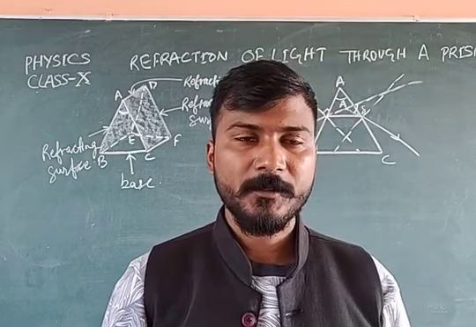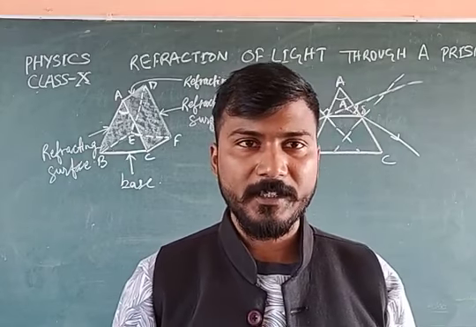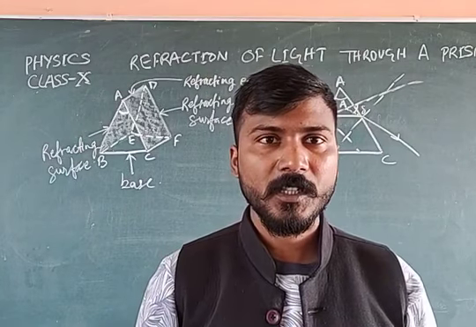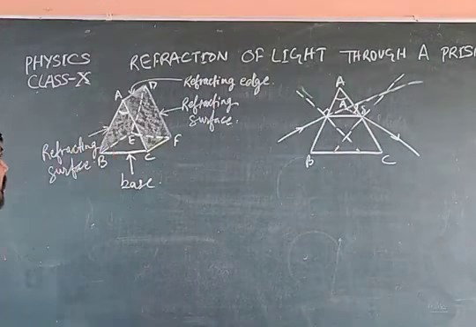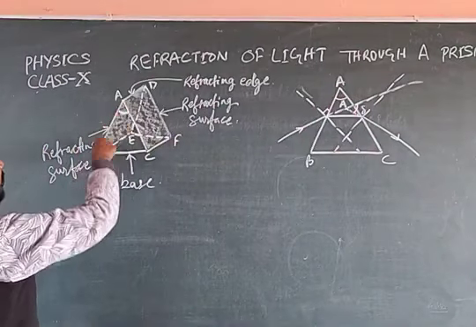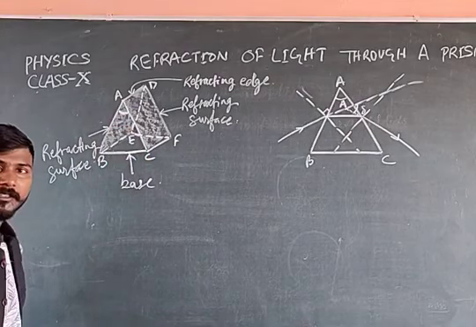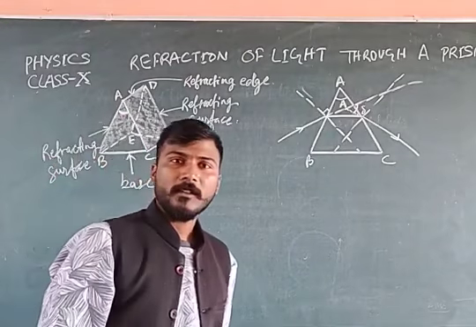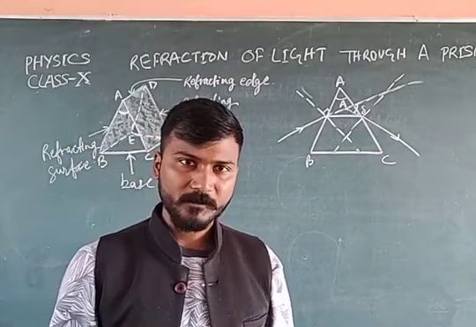A prism is a medium which is bounded by five sides. Clear? Its cross section is rectangular. This one is the cross section which is rectangular, and it is bounded by five sides. It is a transparent medium. Clear?